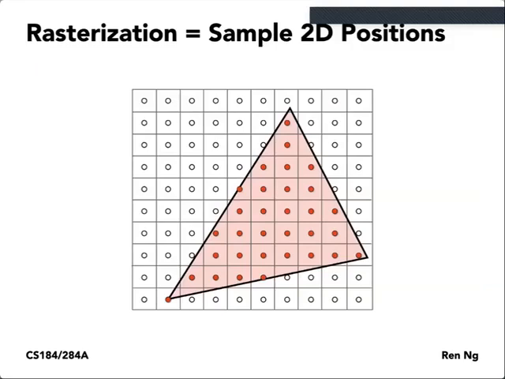We talked about rasterization last time, and I posed it, at least our first go at this, as sampling the inside-triangle function at an array of 2D positions, each of those positions corresponding to the pixel location in the frame buffer.